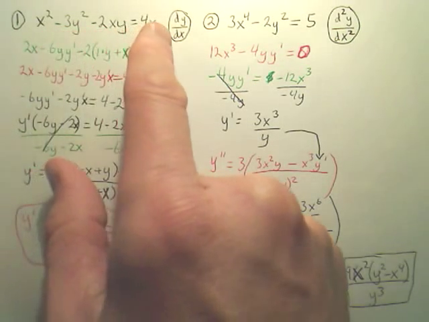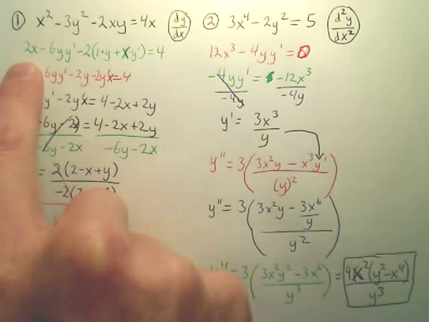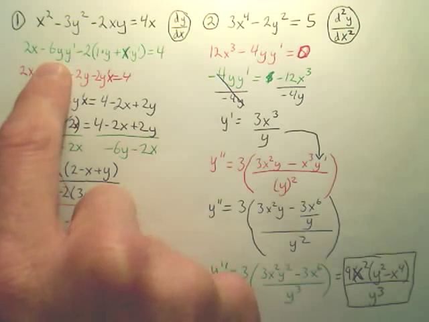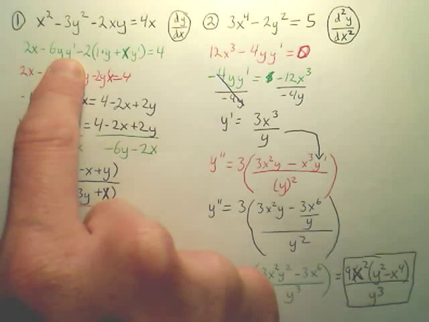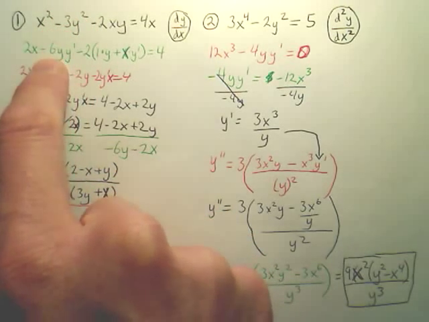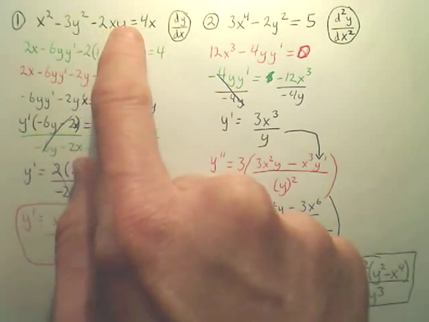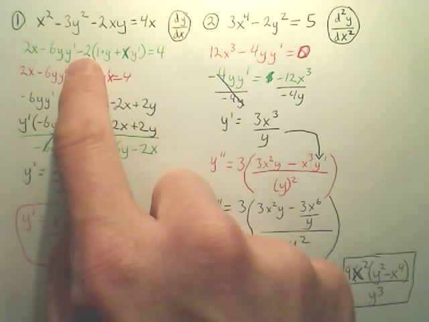If we are trying to derive this, what you did is you derive that, that's 2x. When you derive this, you get 6y y prime, because every time you derive y, you have to put y prime. And the 2 times the 3 is 6, and the negative. Here's a product rule. So I left the 2 out.